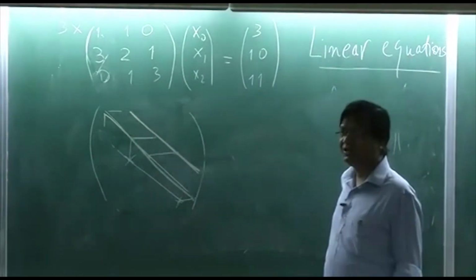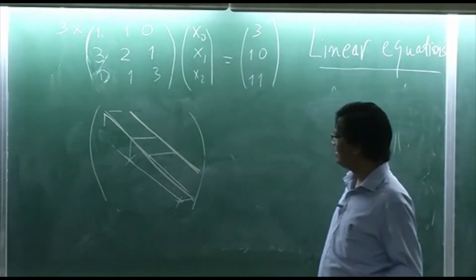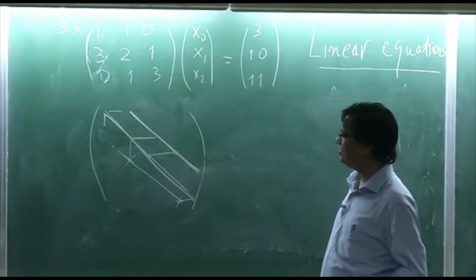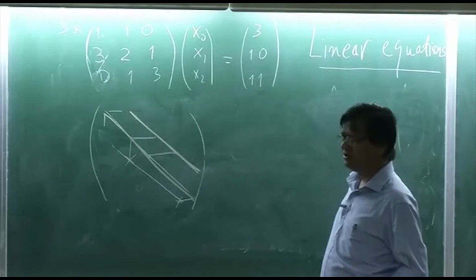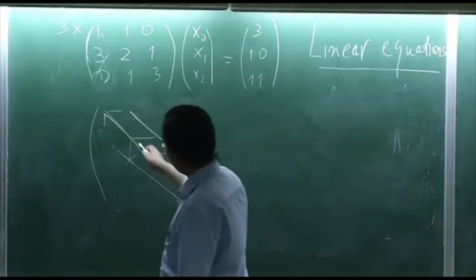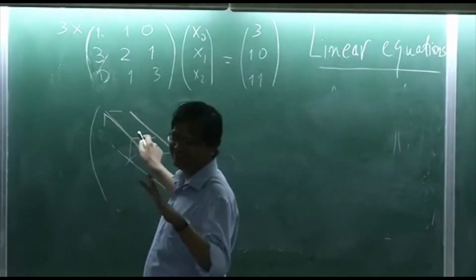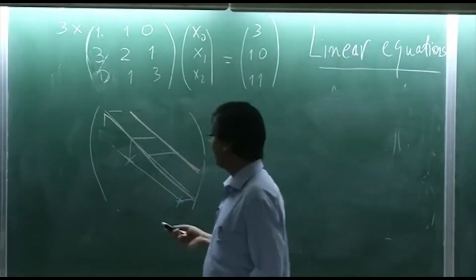And how many operations will it take? You can easily check, it is order n. It is really cheap, order n, because I have to do only one elimination each time, 3 times n, so it is order n.